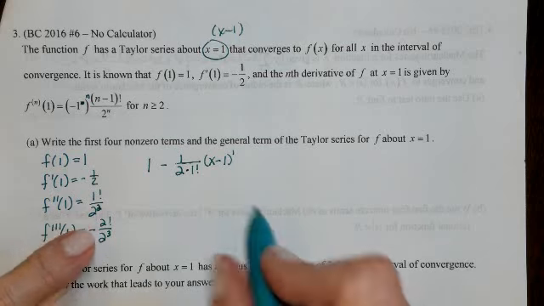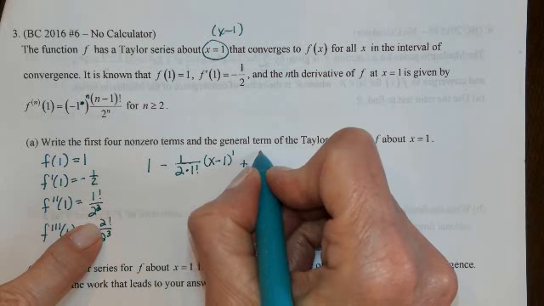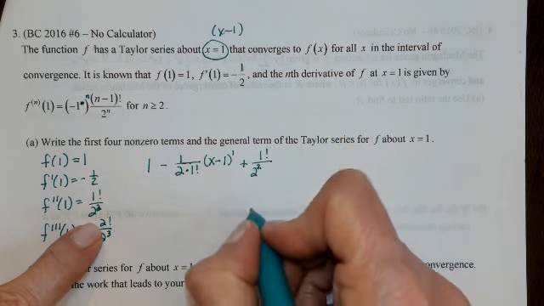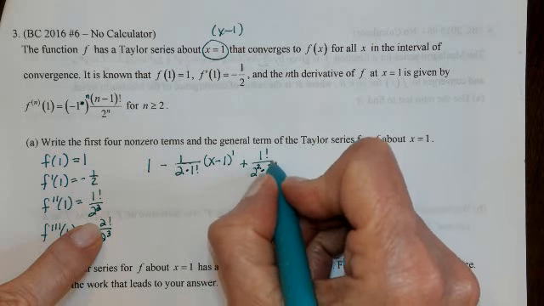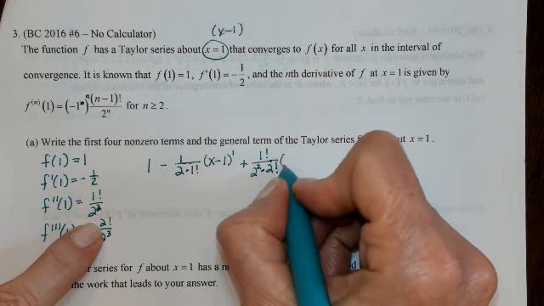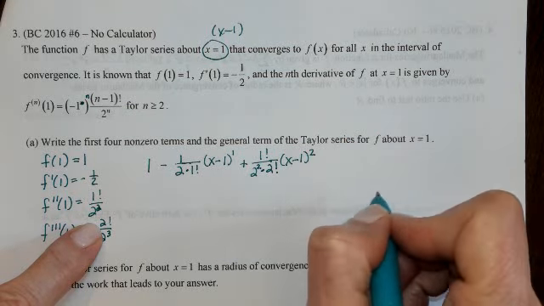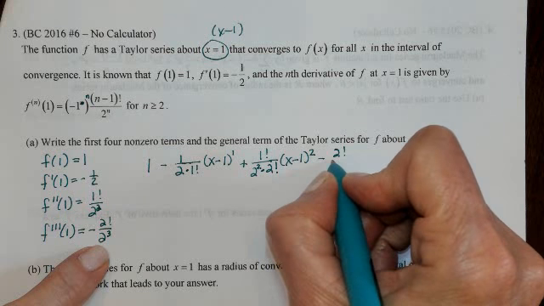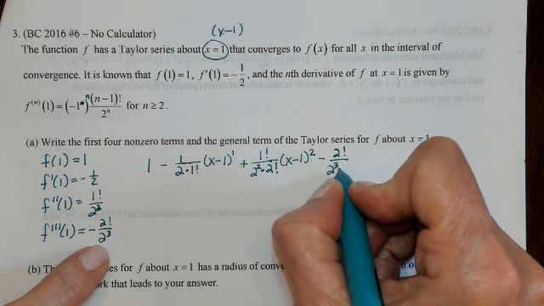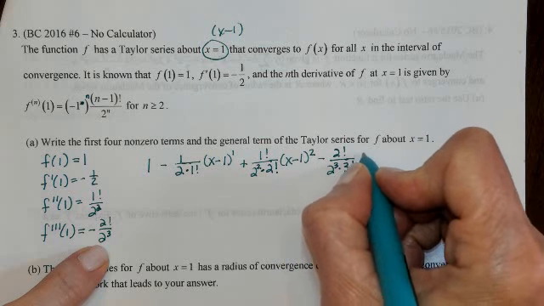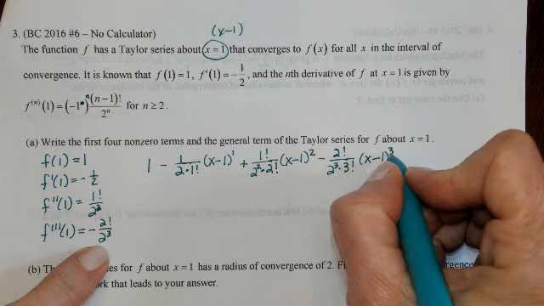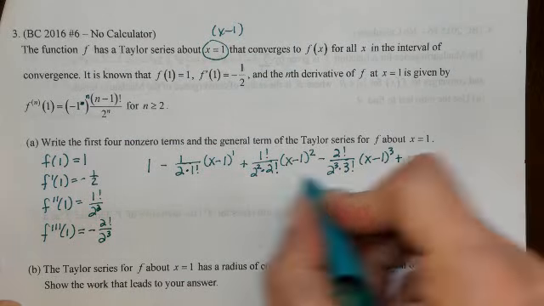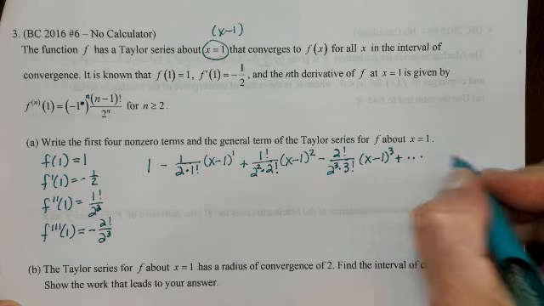That's my second term. Now I go to the next term. The next term will be positive 1 factorial divided by 2 squared, divided by 2 factorial, which is the same thing as multiplying our denominator by 2 factorial, times x minus 1 squared. The next term will be minus 2 factorial over 2 cubed times 3 factorial times x minus 1 cubed. And I'm going to wait until I simplify these to find the general term.